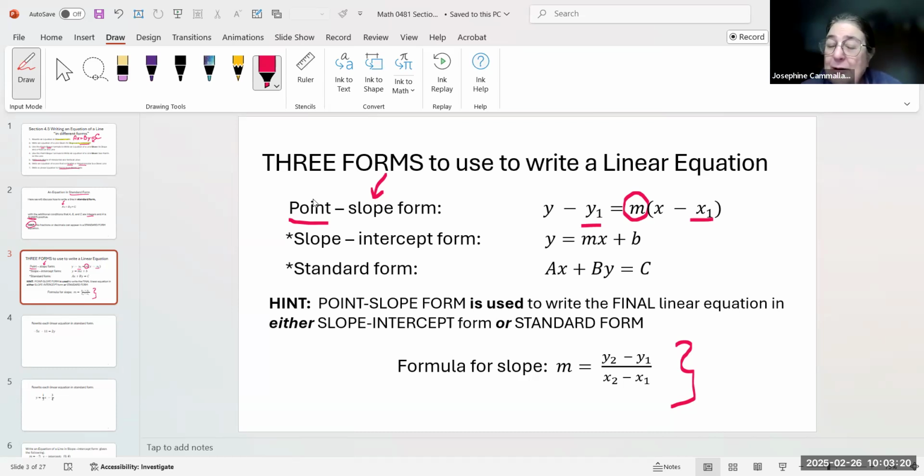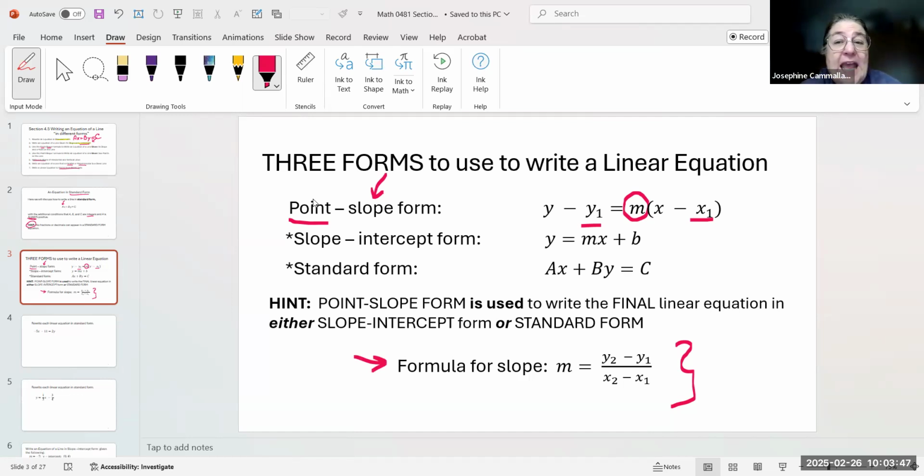This is y minus the y value in your first point is equal to your slope, parentheses, x minus the x value in your first point. Now, the second point is only given so that you can determine the slope. Without 2 points, you don't have a line.